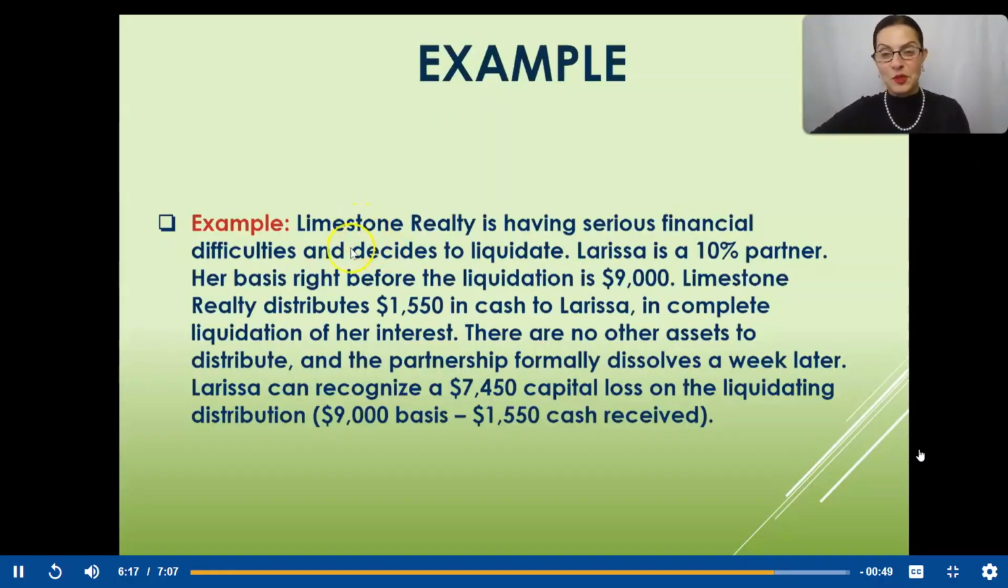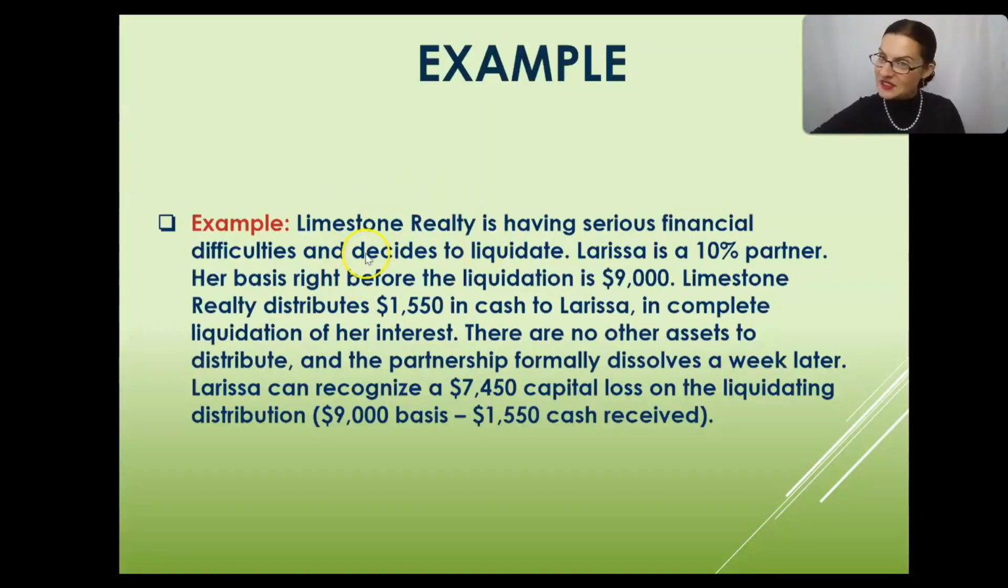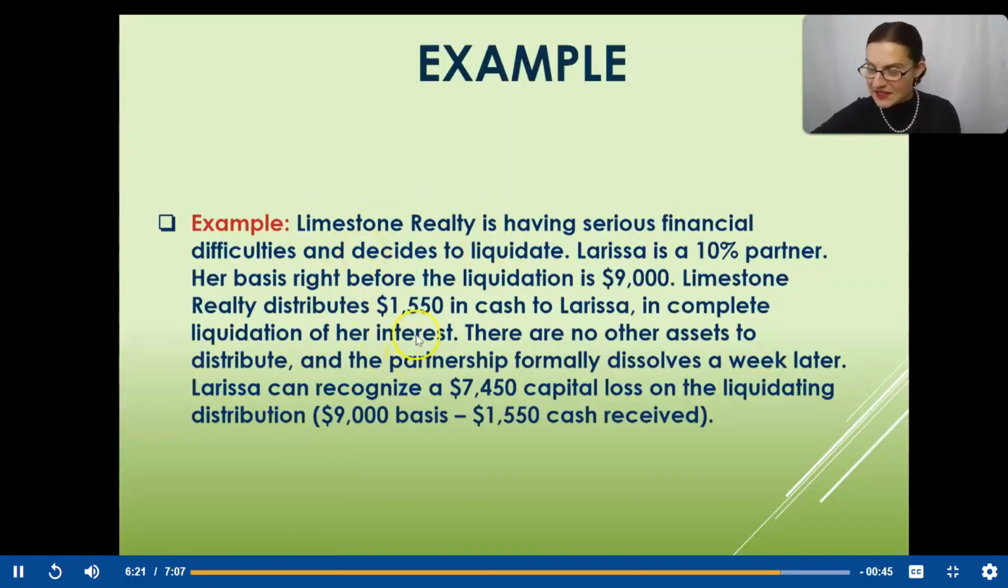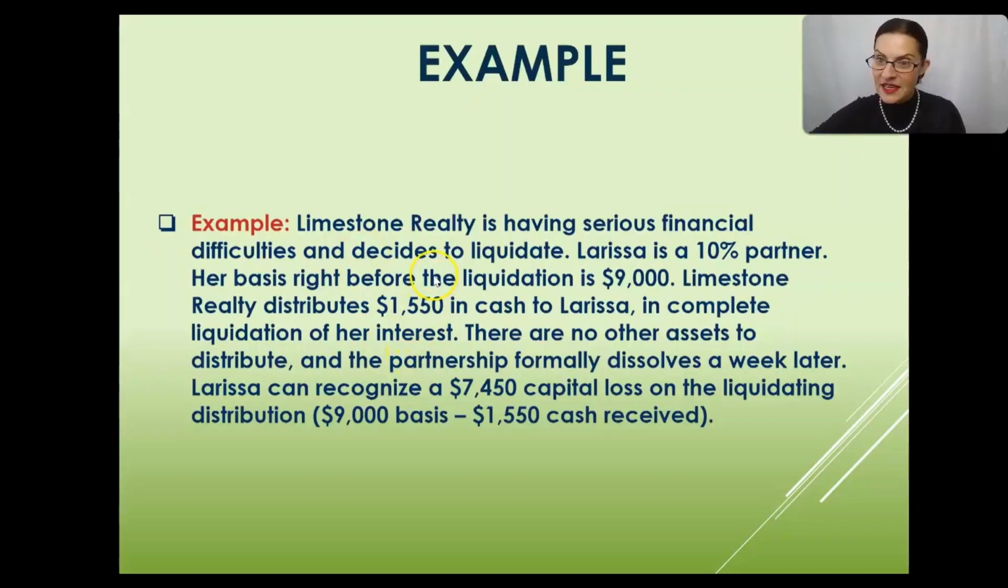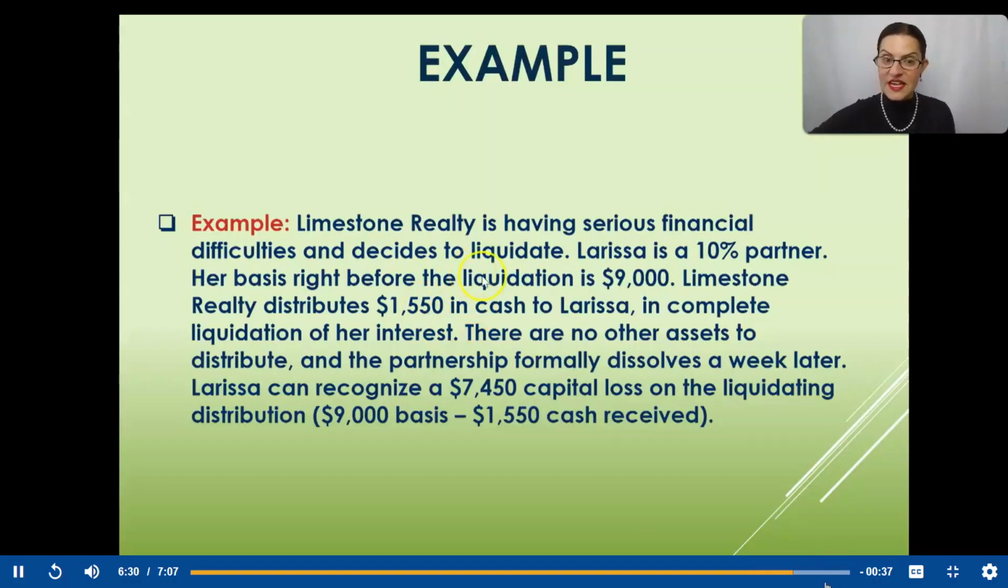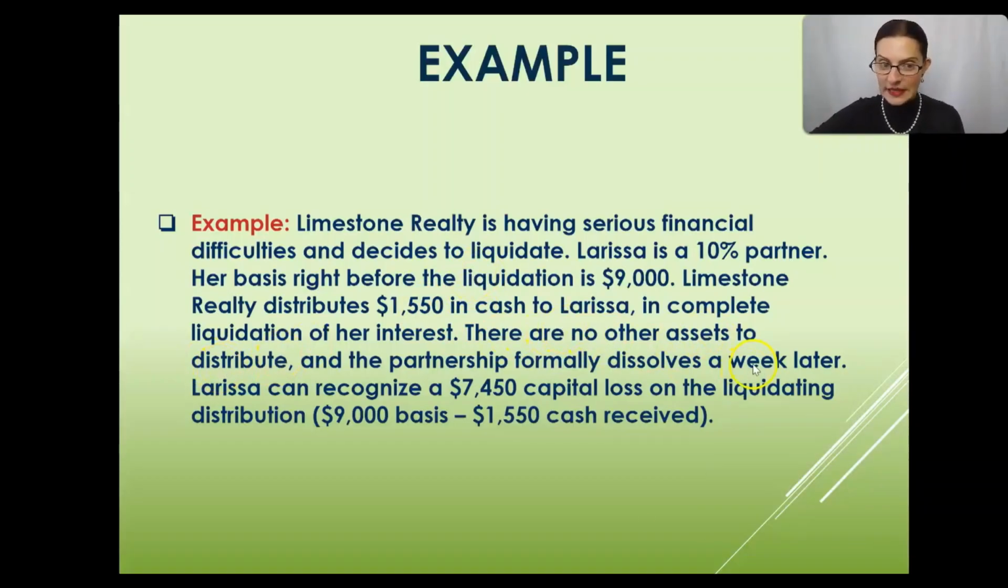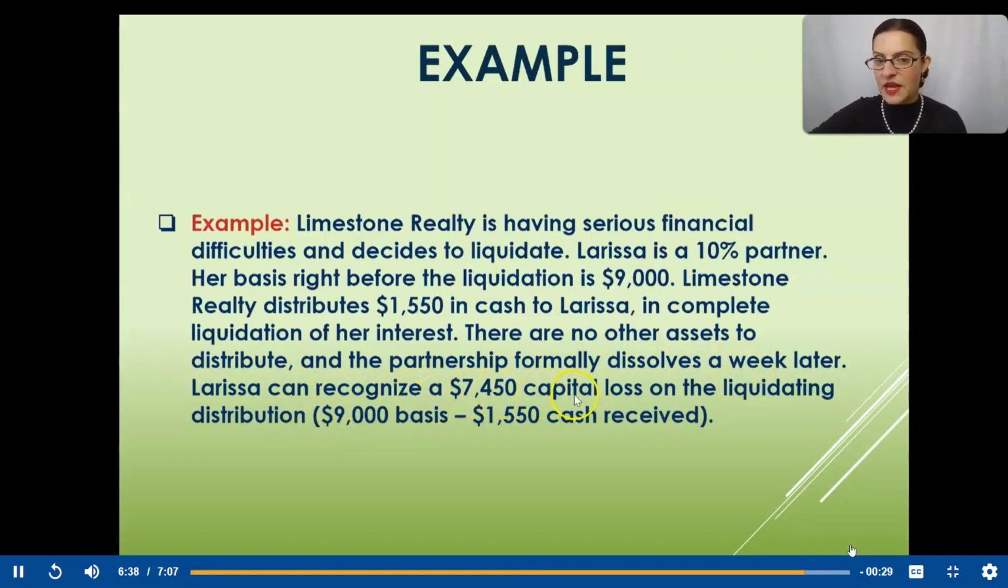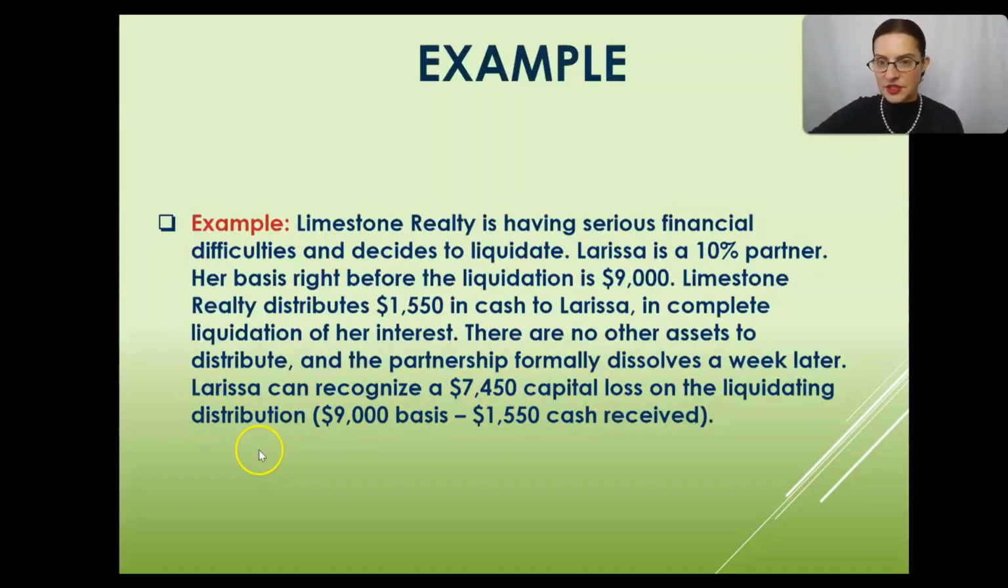Sometimes it's not profitable. In this case, the business started having financial difficulties. Her basis was $9,000, but she didn't get that back. She only got $1,550. Okay, that's a complete liquidation of her interest. There are no other assets to distribute, and the partnership formally dissolves a week later. Larissa can recognize a $7,450 capital loss on the liquidating distribution. This was her basis minus the cash she actually received.